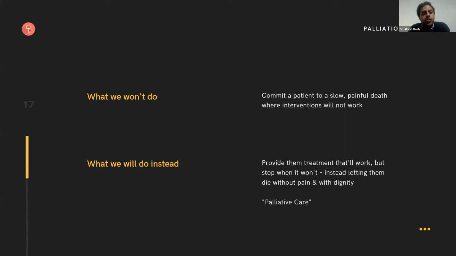But in a situation where we don't have any treatment that is going to work, we may want to let them die. We want them to die without pain and with their dignity. And that's where we introduce the topic of palliative care.